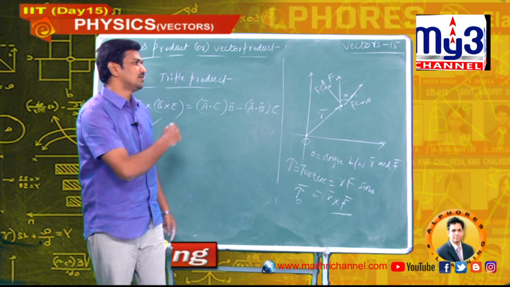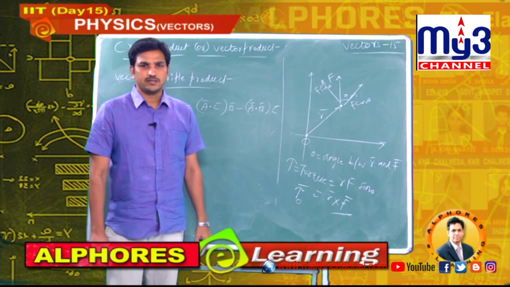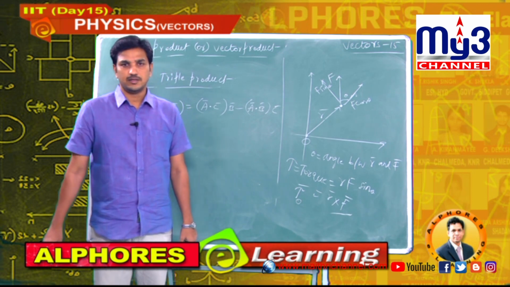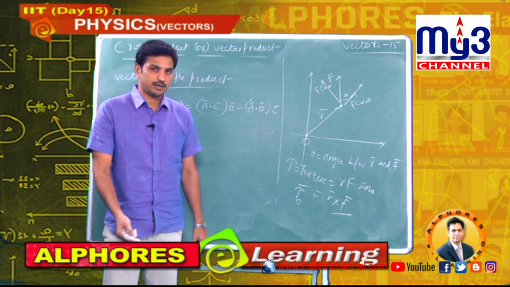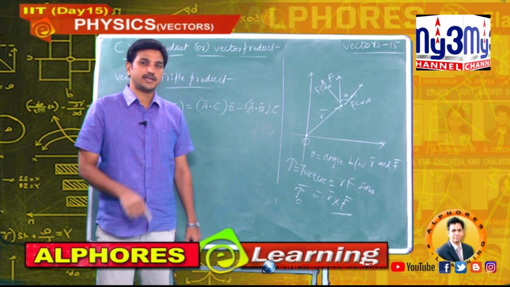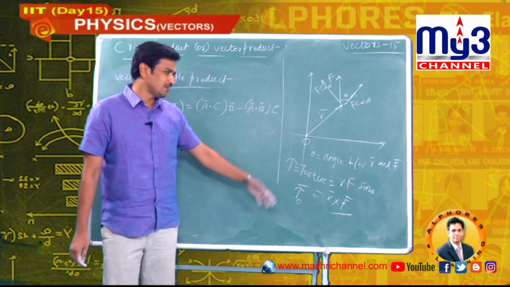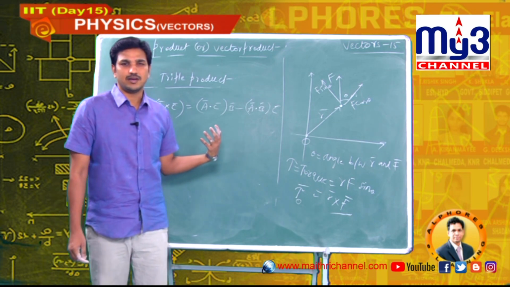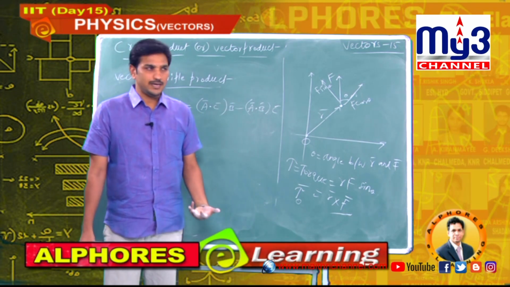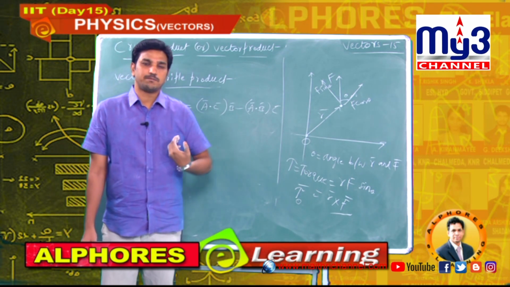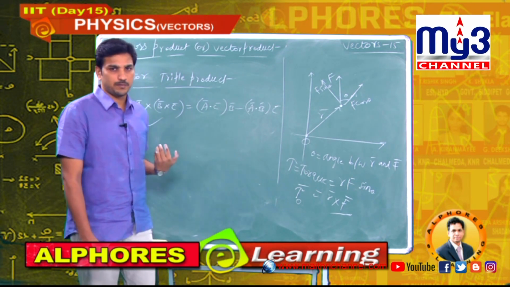So overall, in the vectors topic, we learned additions, subtractions, and multiplication. In multiplication, dot product and vector product. In vector product, again we have scalar triple product and vector triple product. These are all the things we will use in coming topics. Please try to practice this total vectors topic, because every concept is indirectly linked with the vectors topic.